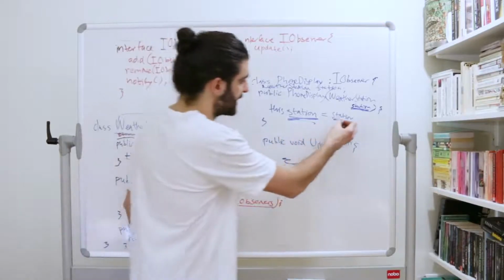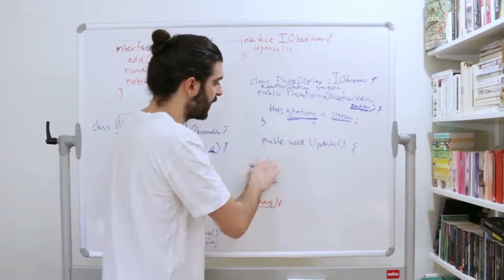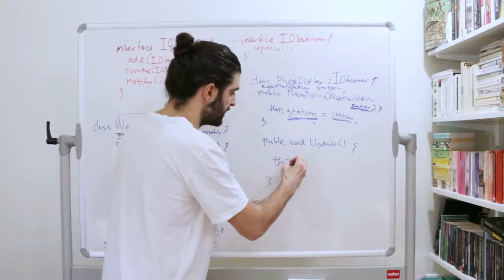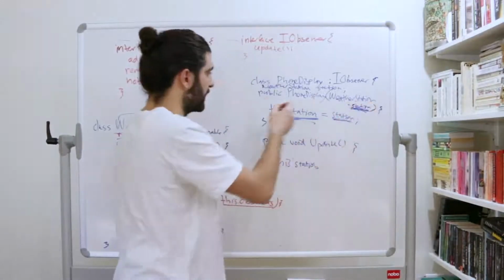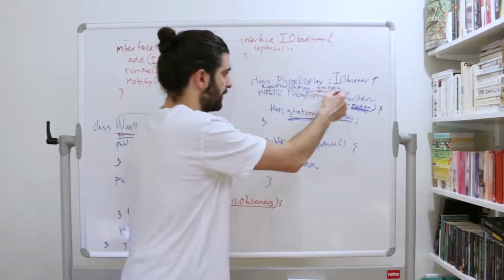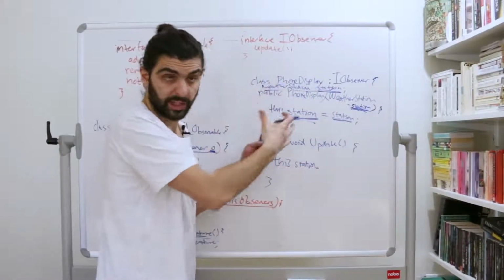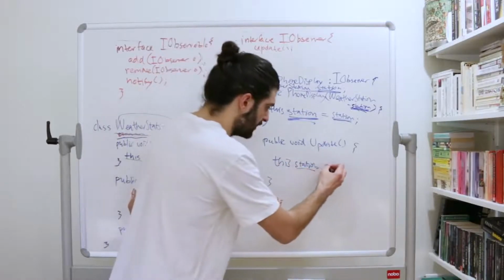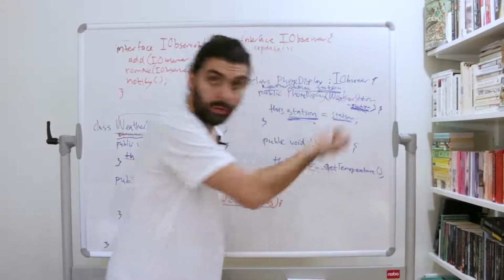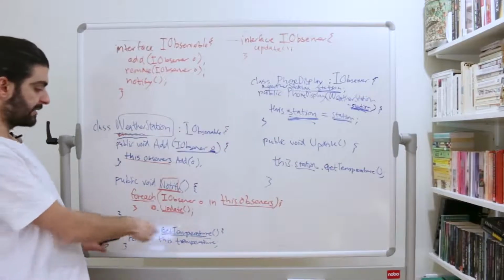Because we passed in the station through the constructor, we can now access that and say this.station, not the station that we passed in through the constructor, but the one that we saved on the instance level, the one that we saved into the instance. So we have access to that station, and then we can say this.station.getTemperature. Boom. Because we defined getTemperature here.